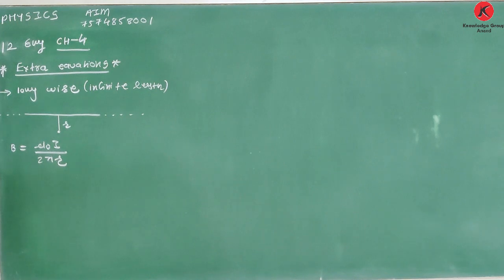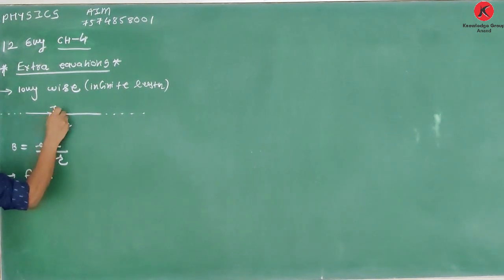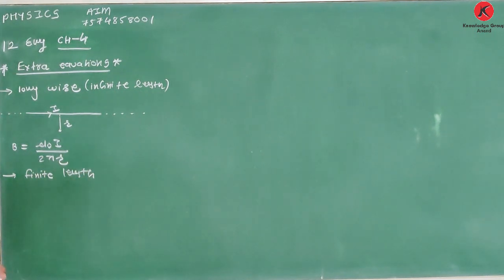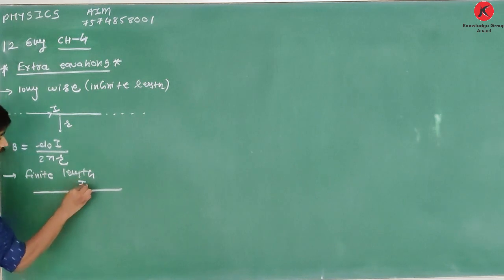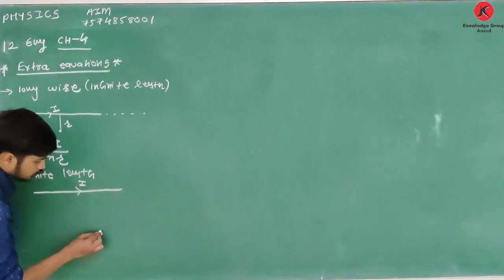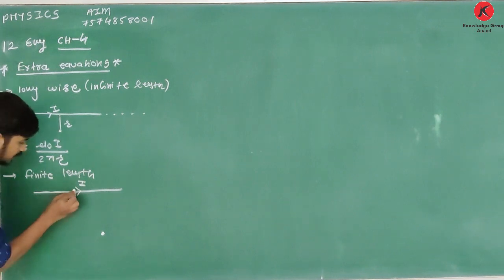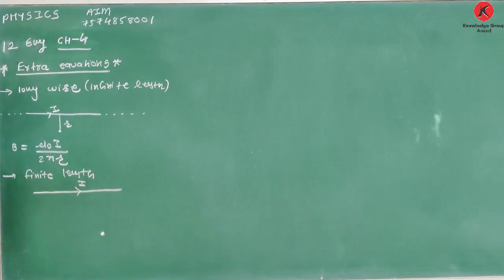Clear about this? Okay. But if you are given a wire of finite length, then what is the magnetic field and how do we find it? See here, if it is a wire having finite length, the current flowing is I. I want to find the magnetic field at this point. First of all, it is one current carrying wire having finite length.